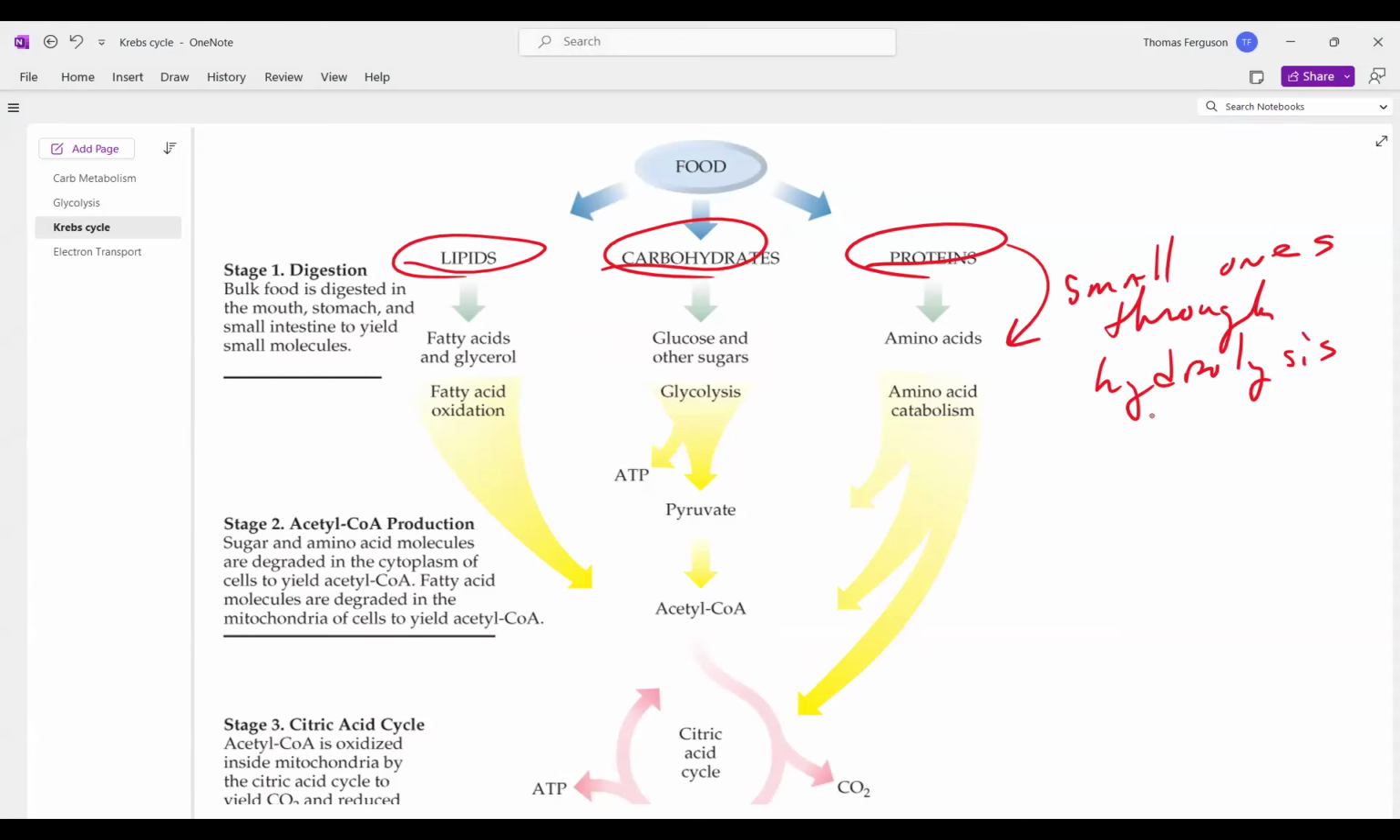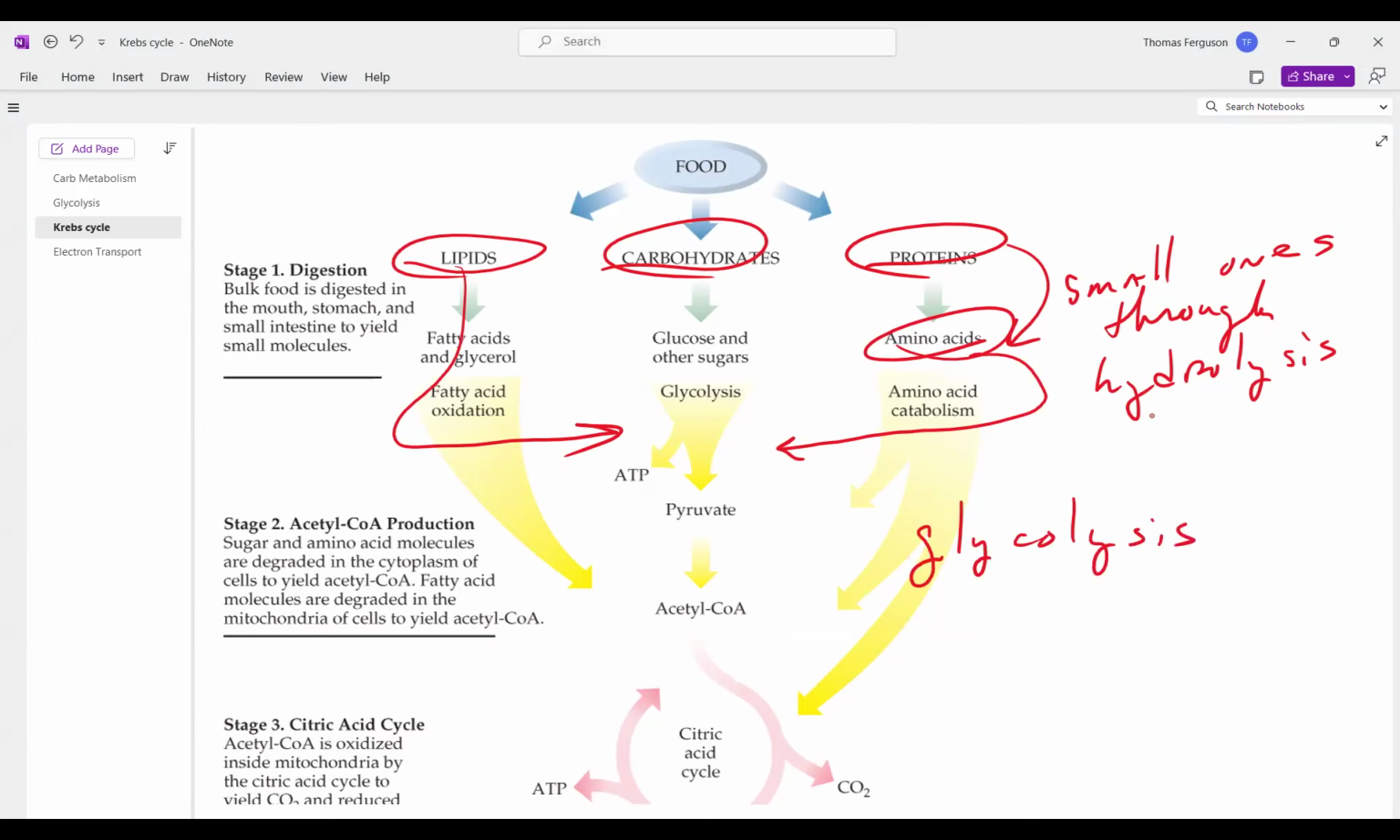Basically, with carbohydrates, we're going to go down to glucose. With proteins, we're going to amino acids, and the amino acids go into glycolysis. And then the fatty acids go into glycolysis as well. So stage one is just called digestion. That's going from big to small. Step two is glycolysis. It's taking glucose and converting it to pyruvate, and then pyruvate goes to acetyl-CoA.